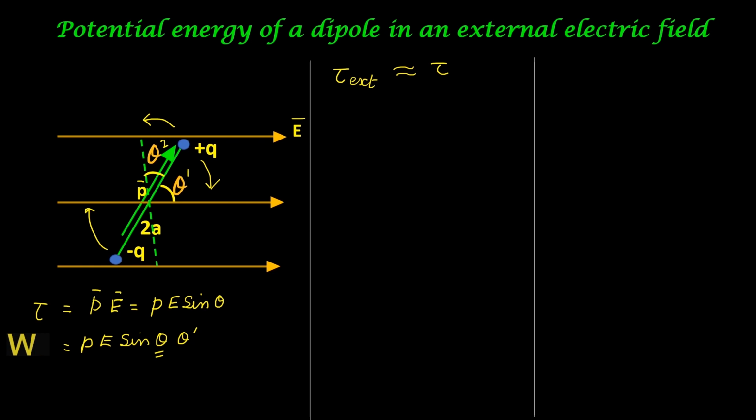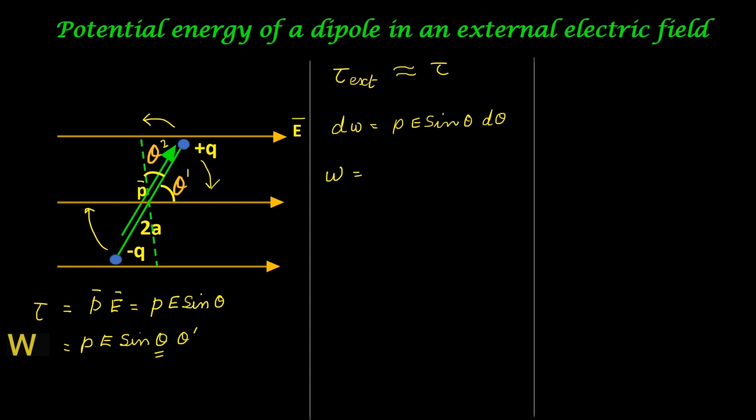How can we determine the work done in turning the dipole from theta 1 to theta 2? Dipole moment and electric field remain constant, but torque keeps on changing as the dipole moves from theta 1 to theta 2 through small angles. So, dW, that is the small work done for each d theta, should be calculated and then integrated as we said earlier. dW will be equal to PE sin theta d theta.